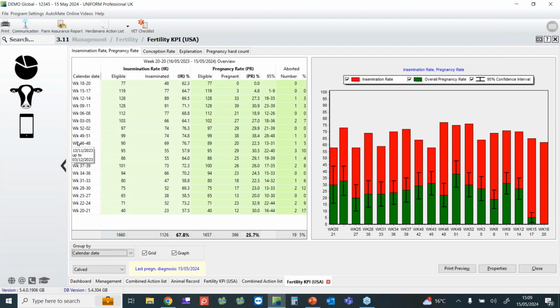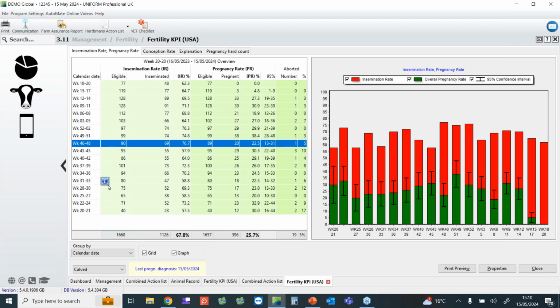Essentially, if we just look at that week, we had 90 animals eligible to be inseminated. We inseminated 69. So the insemination rate for that period was 76%. Overall, we're running at 67%. So we were doing pretty good. But we can see how that rate has fluctuated throughout the year. So week 31 to 33, we were down in the 50s, and that was during the summer.